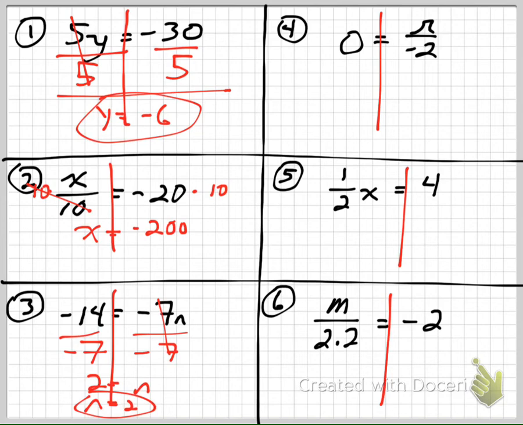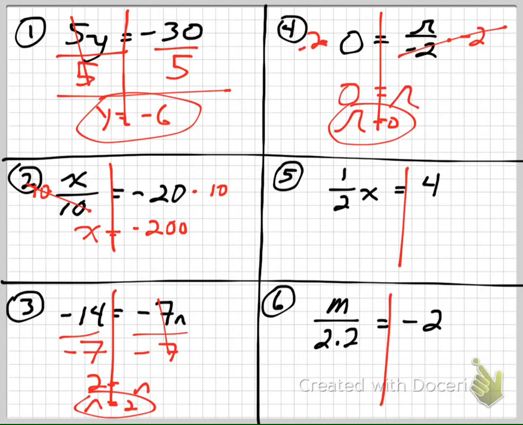Number 4, line on the equal sign. Is the variable happy? No, it's being divided by negative 2. You're paying close attention to this so you can see. How do I get rid of divided by negative 2? Multiply by negative 2. Those negative 2s are gone. That leaves me with r equals, what is negative 2 times 0? 0. R equals 0. There we go. Right?